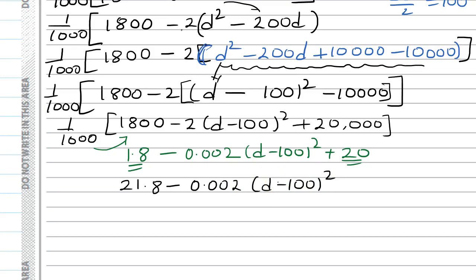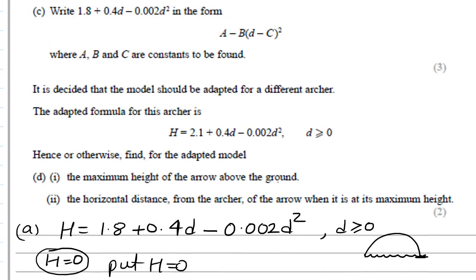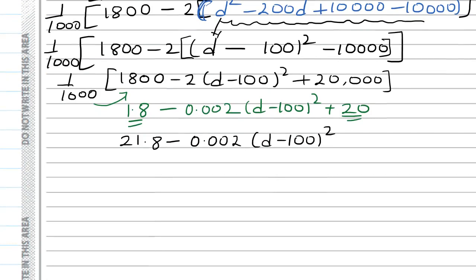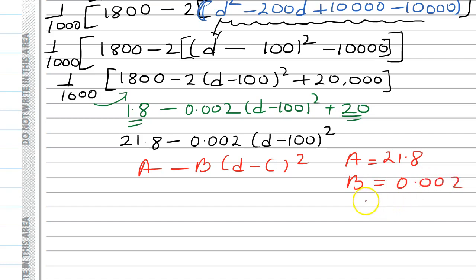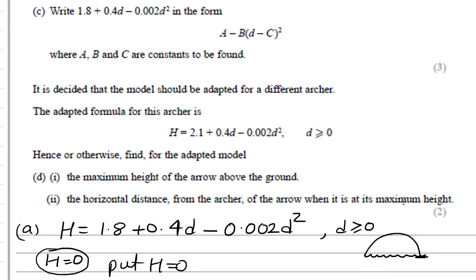So if you see, our question was we need to write down this in this form: a minus b d minus c whole square. So capital A is 21.8, b is 0.002, D is a small d, and capital C is 100. Yeah, so this is what they were asking for. Now this part is done.